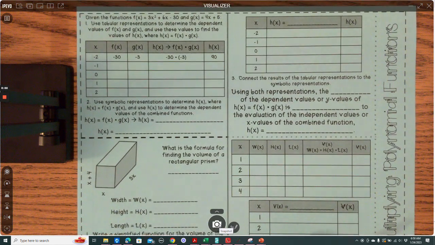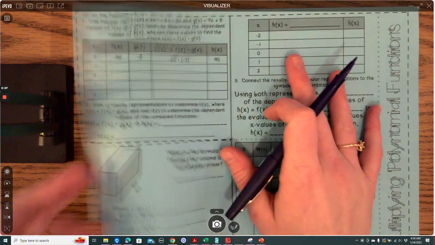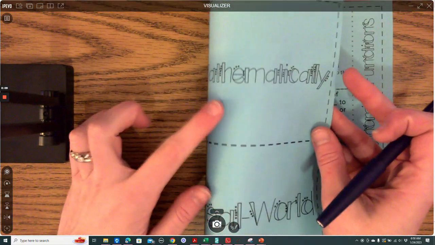This video is for the multiplying polynomial functions foldable. So on this set of notes, we're going to do it mathematically, and then we're going to look at a real-world situation.